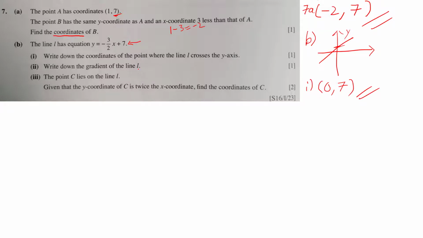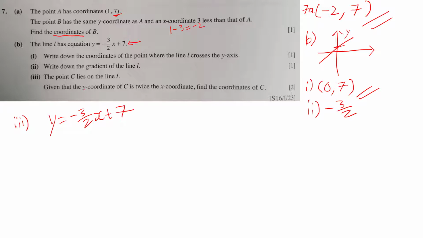Write down the gradient of the line. The gradient of the line, they already give it to us, is -3/2. Point C lies on the line L. Given that the y coordinate of C is twice that of x, find the coordinates of C. So this question is quite tough. We have this equation y = -3/2 x + 7.